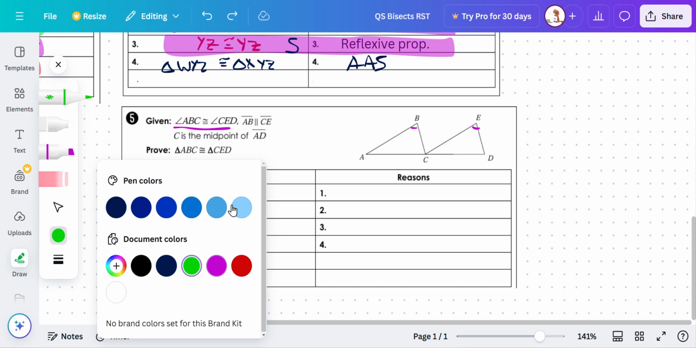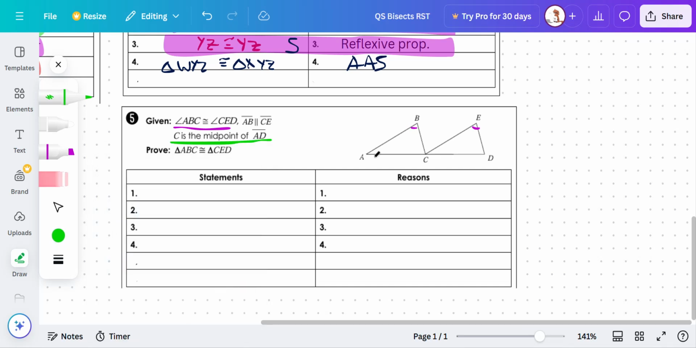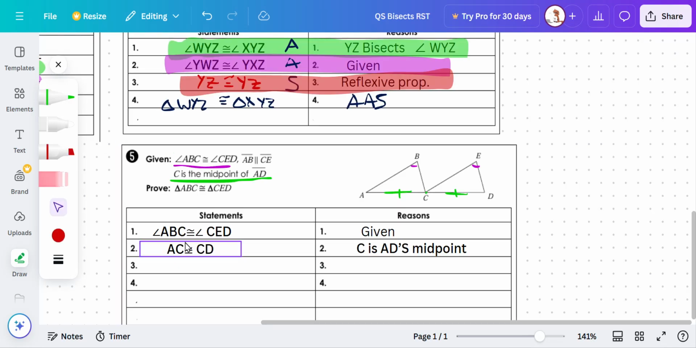Second easy one we can see is C is the midpoint of AD. So C is in the middle, just like bisectors. C is splitting AD into two equal parts, AC and CD. So there's our second piece of information. I'm going to type those in really quick. All right, so that's what we got.